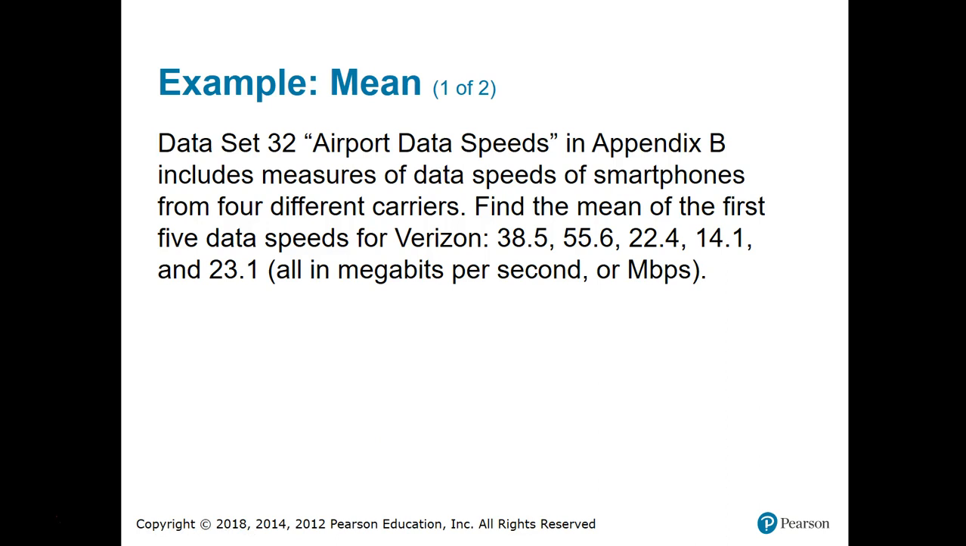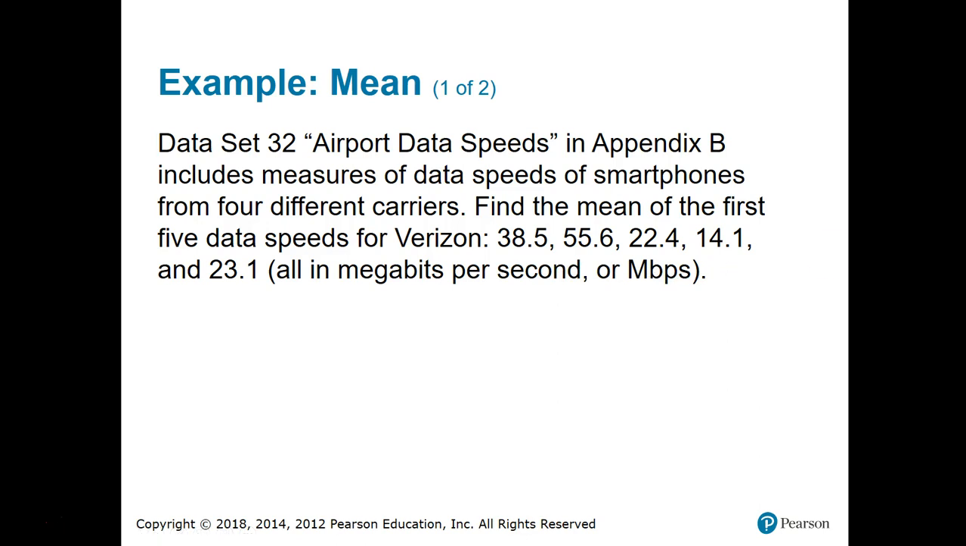Mean airport data speeds. Appendix B includes the measurement of data speeds of smartphones from different carriers. Find the mean of the first 5 data speeds for Verizon. You'll notice this computer likes Verizon. They give it really high numbers. AT&T, they're like 0.2, 0.7. Verizon, 38, 55. I don't really know which one is better. So this is Mbps, so that's megabits per second, not megabytes per second, but megabits per second. Don't let them fool you with that.